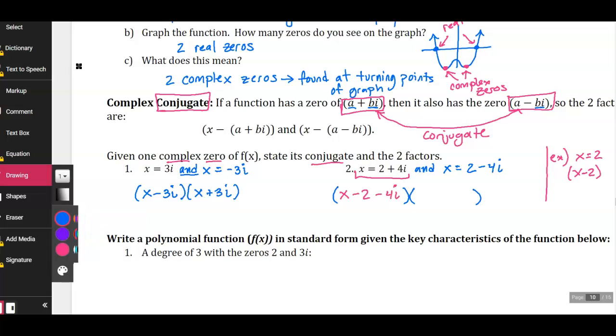And then this one still has an x minus 2 because we're still subtracting the 2 over, but then it's plus 4i. So notice it is negative 2 no matter which complex zero you're dealing with. That's the tricky part about this concept. Only the symbol between the a and the b value changes. Does that make sense? I hope. Okay. If not, we're going to practice it.